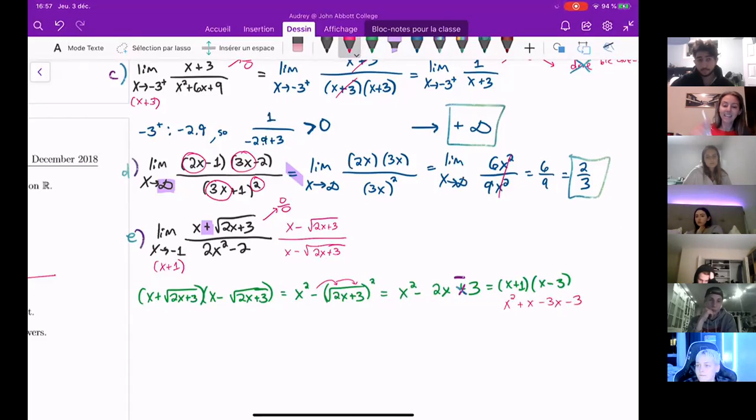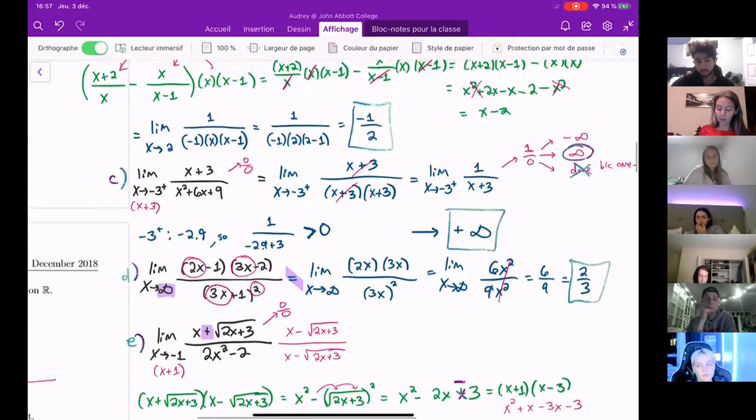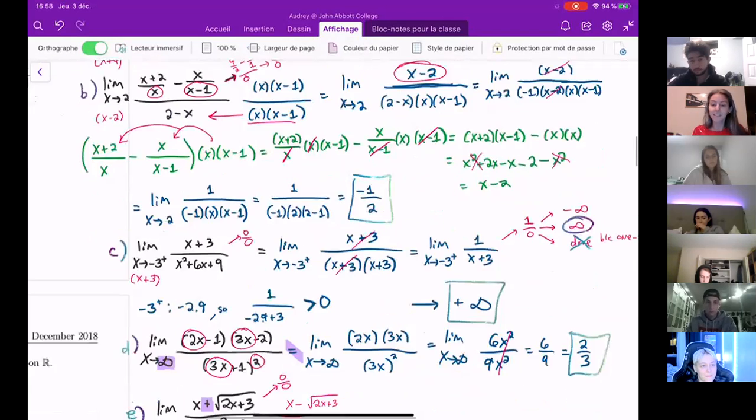If I had accidentally put plus 3 instead of minus 3, would the x plus 1 have shown up? No. Same up here. If I had messed up my minus signs, the x minus 2 wouldn't have shown up. And that would be a clear sign that I distributed incorrectly, that I messed something up somewhere, right? So always double check yourself. If it doesn't show up, say, what did I do wrong? I know this is supposed to be there.